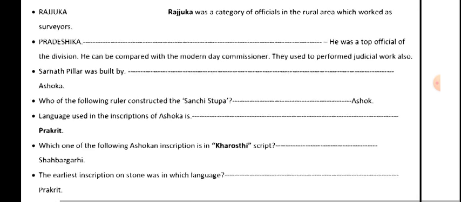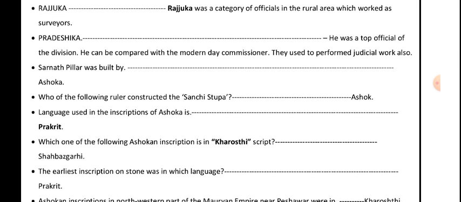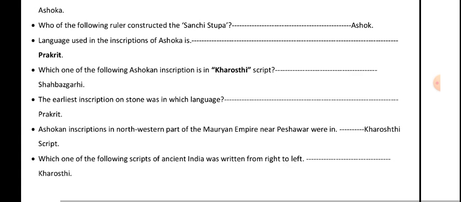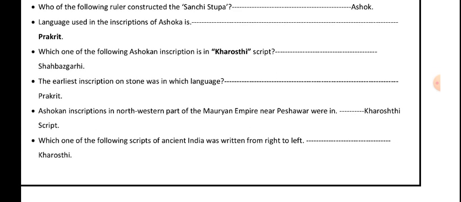Yukta. Rajuka. Rajuka was a category of officers in the rural areas who worked as surveyors. Pradeshika was the top official of the division. He can be compared with the modern day commissioner. They used to perform judicial work also. The Sarnath pillar was built by Ashoka. Which of the following rulers constructed the Sanchi Stupa?